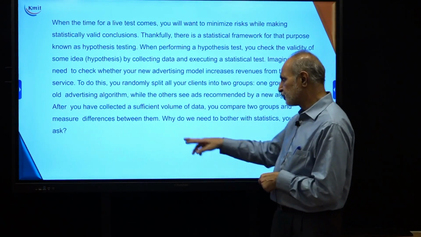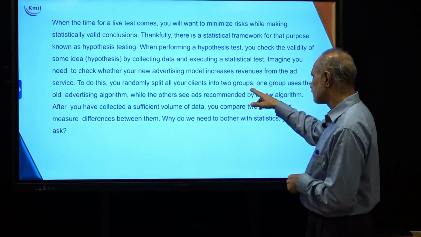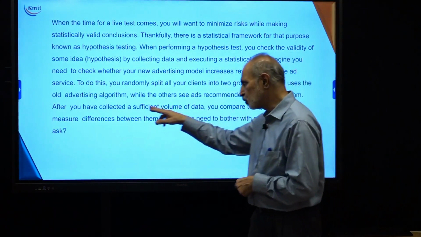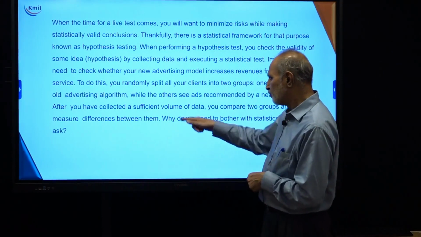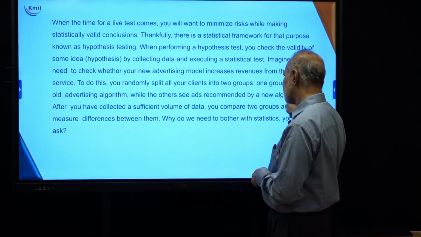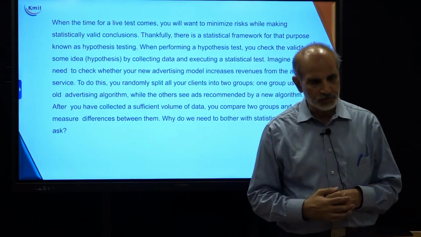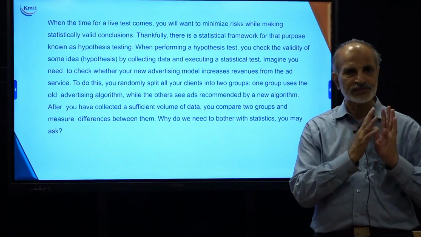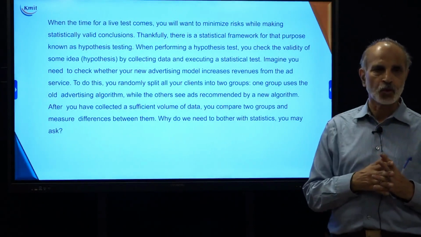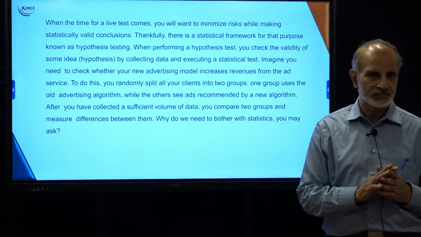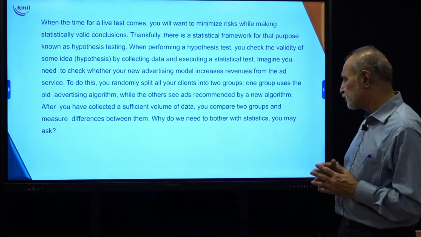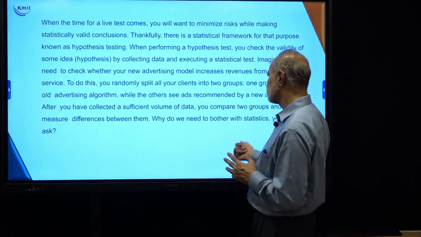To do this, you randomly split all your clients into two groups. One group uses the old advertising algorithm, while the other sees the ads recommended by a new algorithm. So, what do I do? Very simple. You take two groups, or imagine you have two kinds of algorithm. One is the old, that means it was already there, and the other is the new one, which you want to implement.